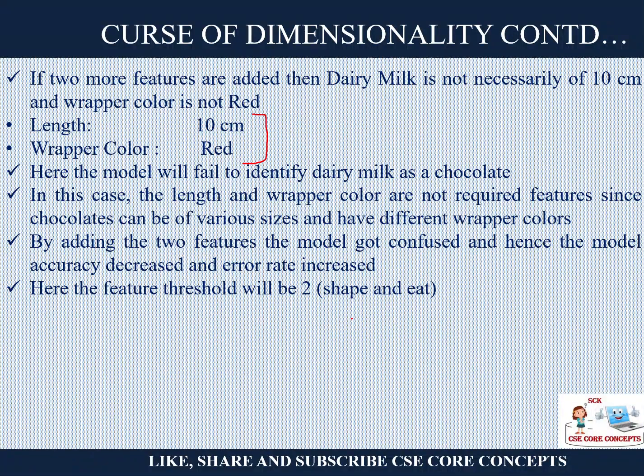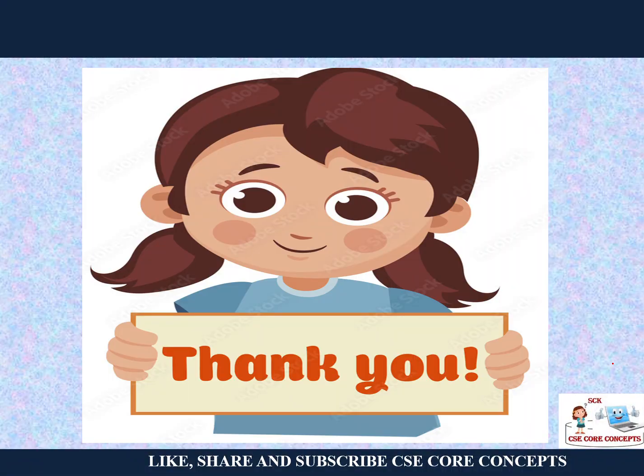So if you add these two features, the model will get confused and hence the accuracy will decrease, and if the accuracy decreases, the error rate increases. So here the feature threshold is how many? Two features only: the shape of the object and whether it is eatable or not. I hope I was able to explain what the curse of dimensionality is.